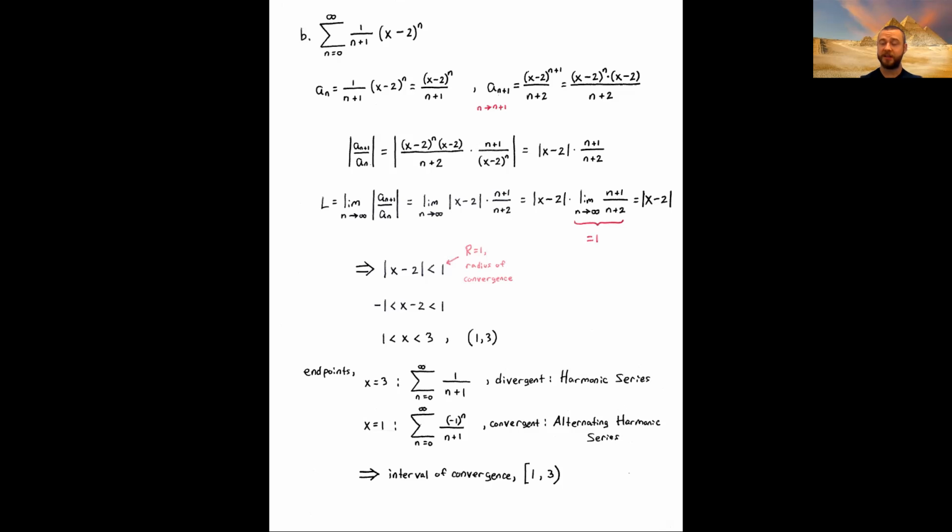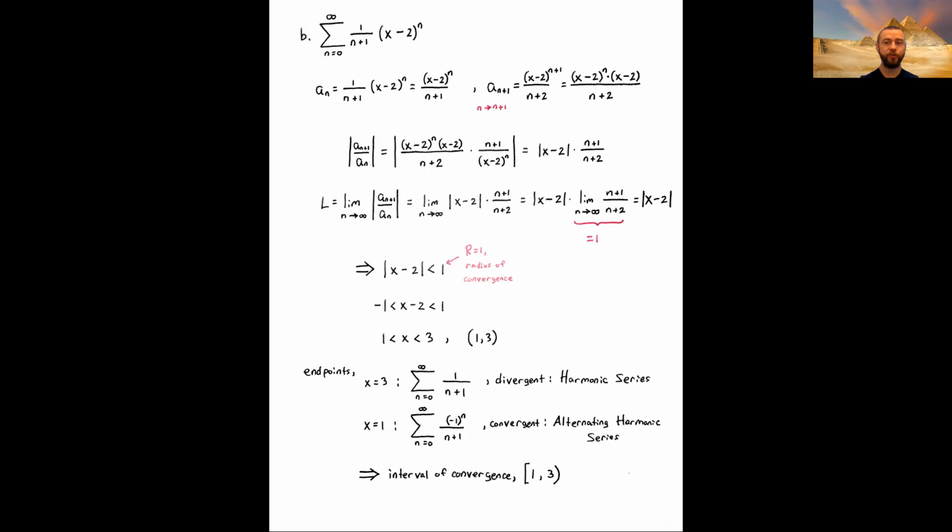The only thing we need to check to finish and correctly answer the question is, does our power series converge at either endpoint? Does it converge at x equals 1? Does it converge at x equals 3? Let's check individually. If you plug in x equals 3, notice within the parentheses, you get 3 minus 2, which is 1 to the nth power. 1 to the nth power is just 1. But what we're left with is the c sub n, the coefficient, 1 over n plus 1.